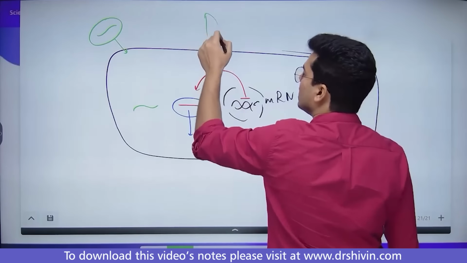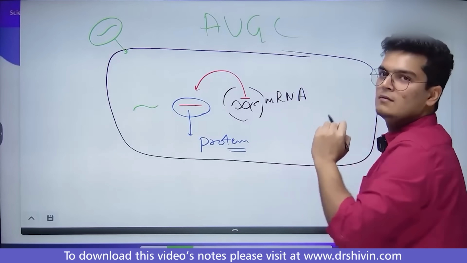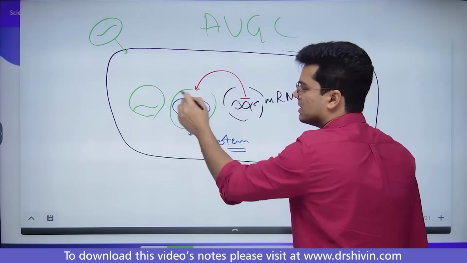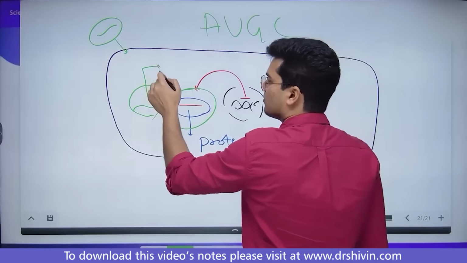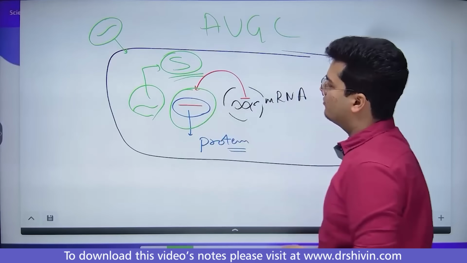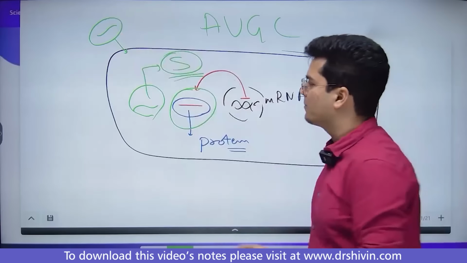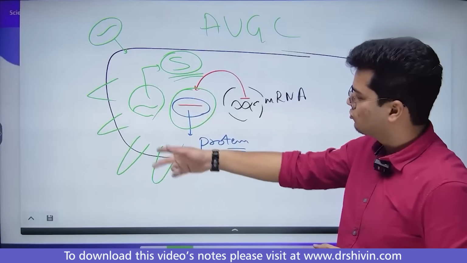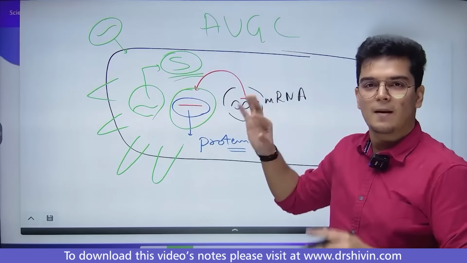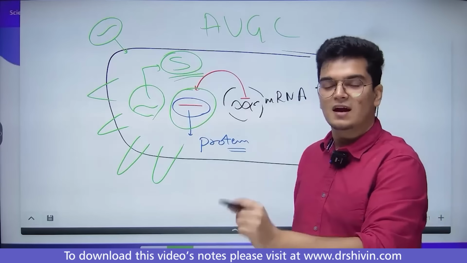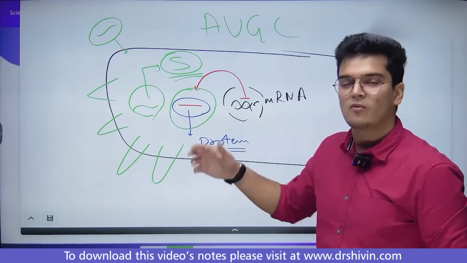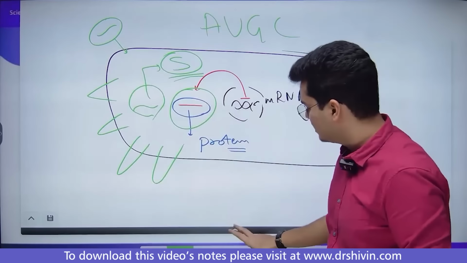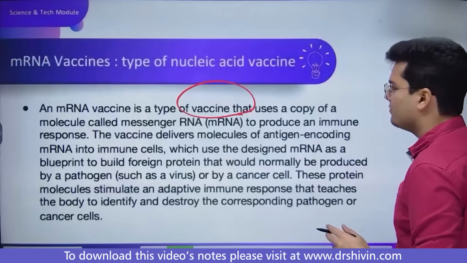It can only see A, U, G, C. So it sees AUGC here. It says, okay, I will make the protein. So here, what protein are we forming? Spike protein. Now this cell appears with spike proteins. So my B cell will say, this is a foreign cell. I must generate antibodies and I must generate memory. So it generated memory. Now when actual COVID infection happens, I will have memory. So this is how the mRNA vaccine for COVID works.